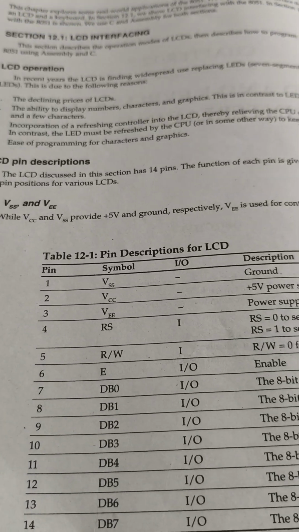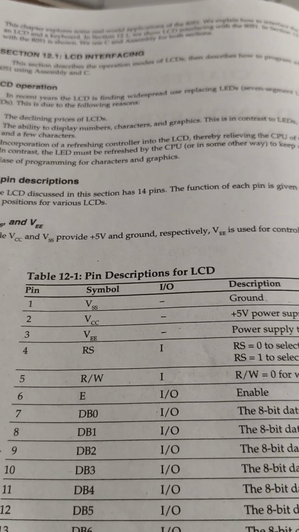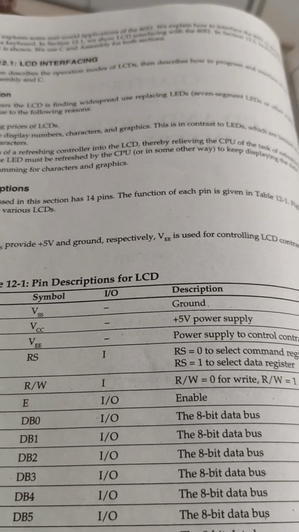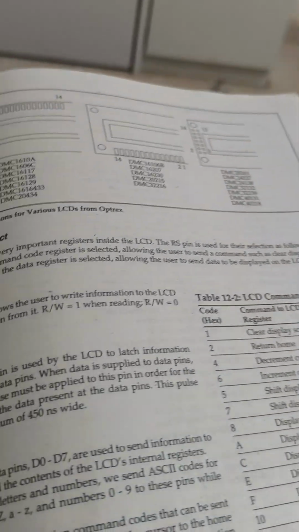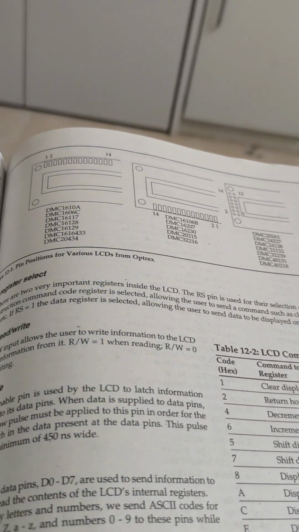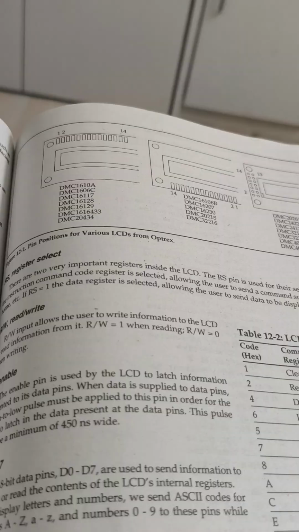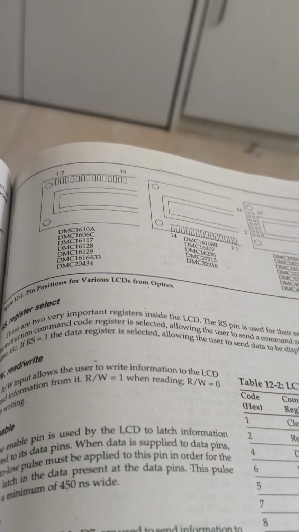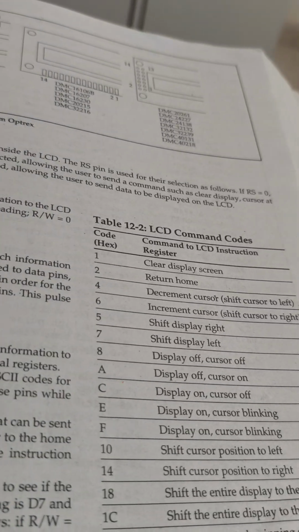Here is the LCD pin description: VSS is ground, VCC is the power supply, everything they have mentioned. If you know the pin configuration, then only can we interface the LCD to the 8051 microcontroller. Otherwise we can't interface the LCD to the 8051 microcontroller. Here some commands are also there.